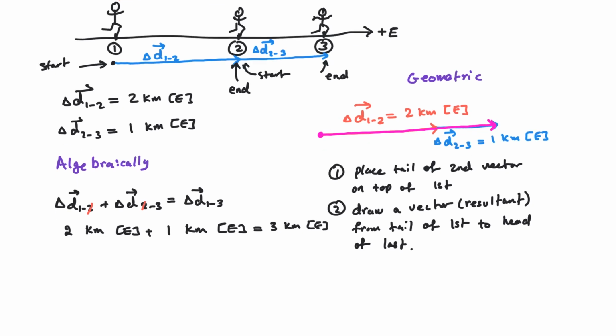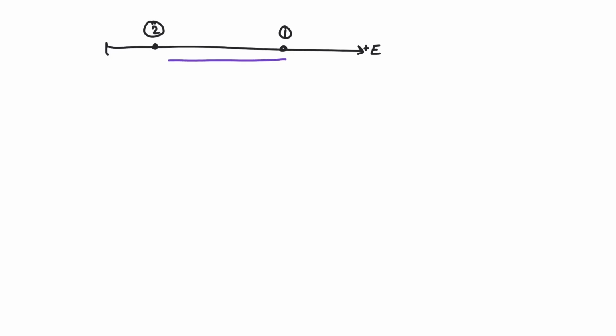Now let's look at some other situations. So here we have the same thing again. We're going to have east direction here. And let's say we have a person this time starting in position 1 and going to position 2. I'm not going to draw the person this time. And the person is going in this direction, and let's say the distance here is 4 kilometers.